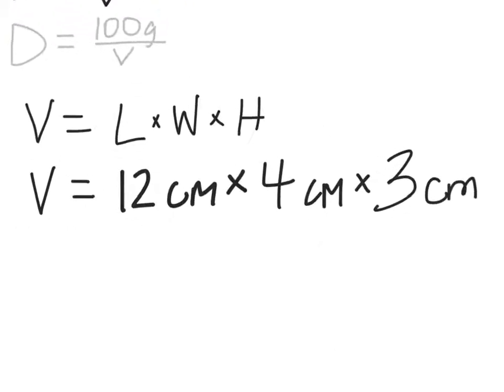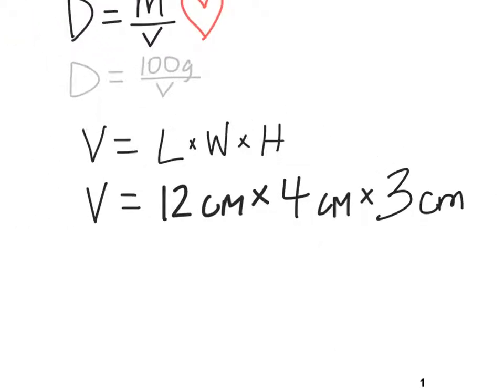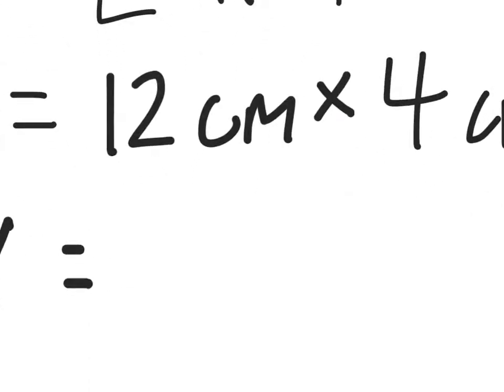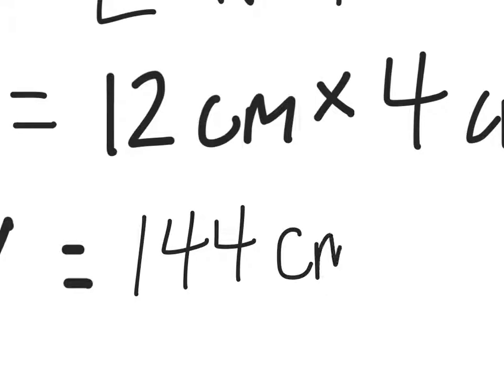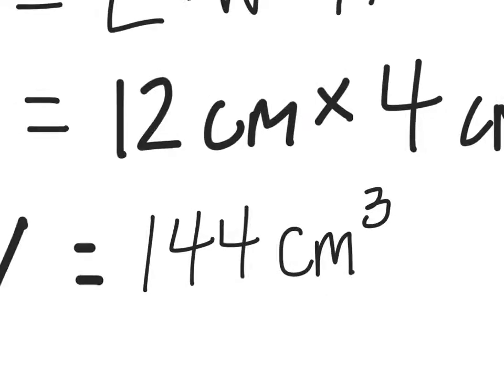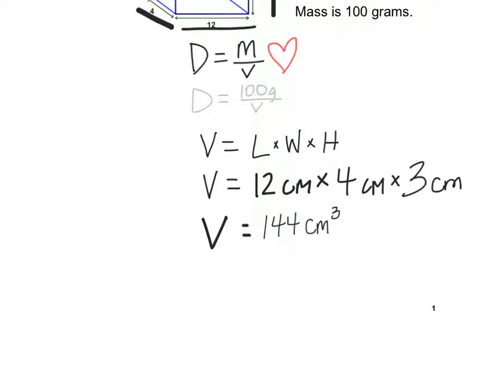Okay, so now let's do the math. Volume equals 12 times 4 times 3. If you do the math, that equals 144 centimeters cubed. Remember, in volume we're talking about centimeters cubed, and that's because we do centimeters times centimeters times centimeters. That's how we get centimeters cubed. Okay, so we found the volume.